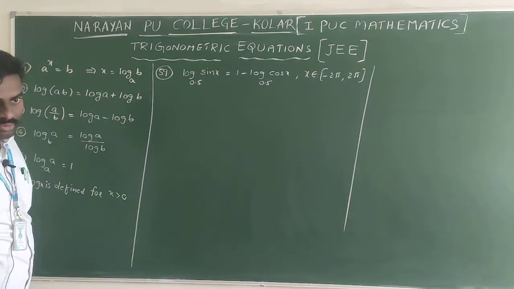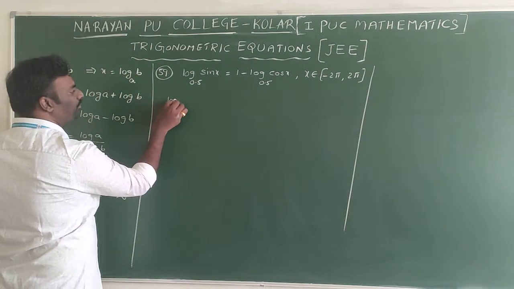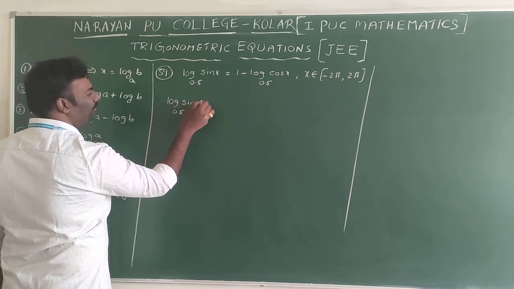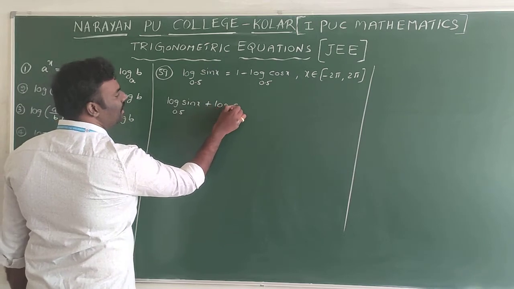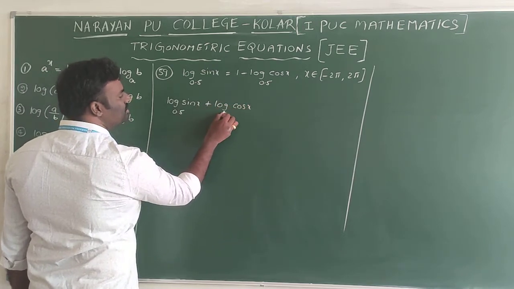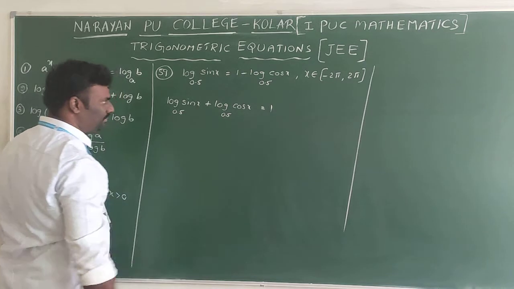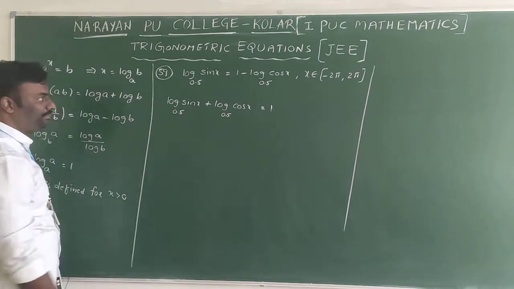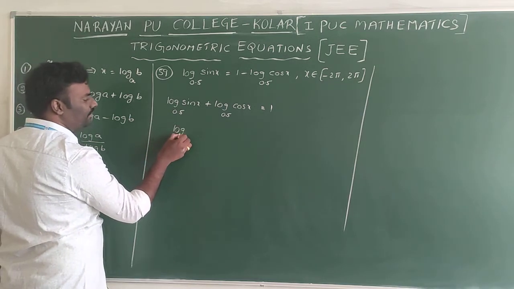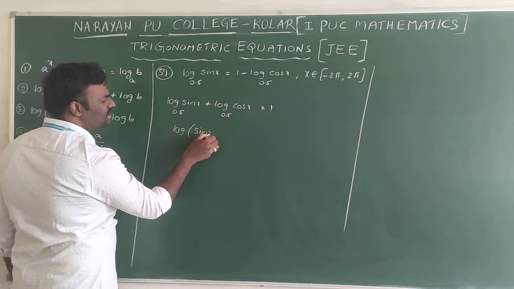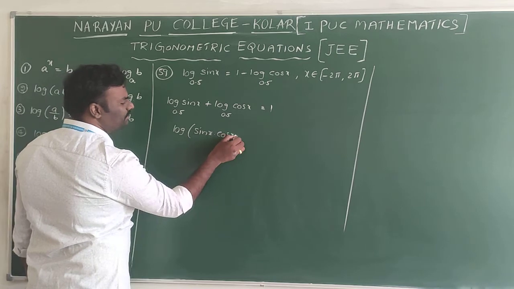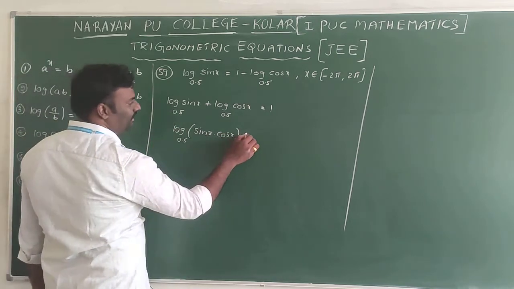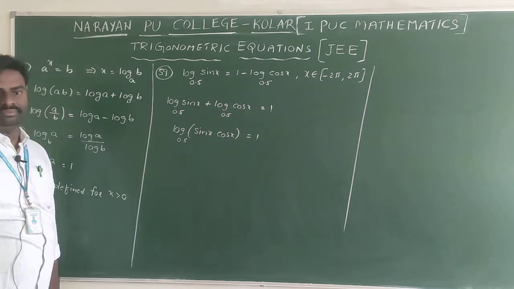You send this negative term to the left side, it becomes positive. Log sin x base 0.5 plus log cos x base 0.5 is equal to 1. It is in the form of log a plus log b, so I can write log ab. Then I can write log of sin x into cos x base 0.5 equals 1.